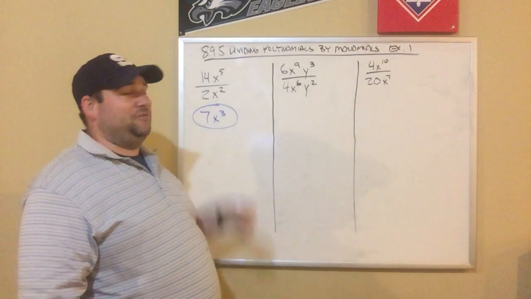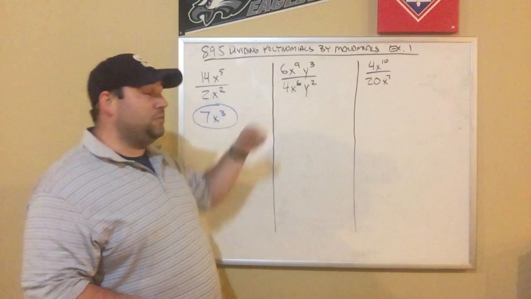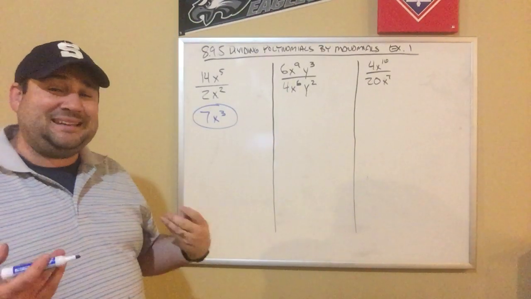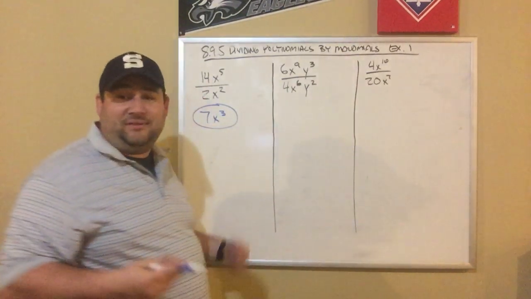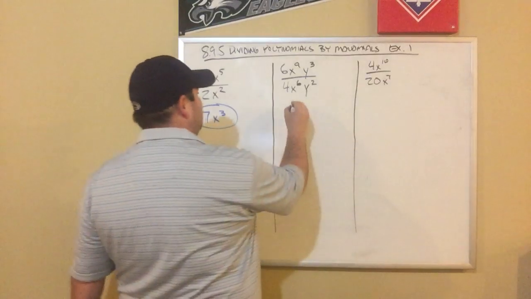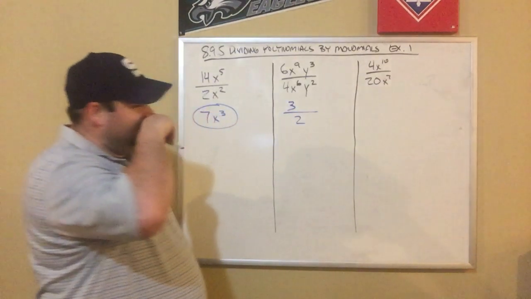I got 6 divided by 4. All right, this is a problem. 6 does not divide by 4 evenly. But 6 over 4, if it was a fraction, that can simplify. So what I'm going to do is 6 over 4, if I divide both those by 2, it simplifies to 3 over 2. So this is going to be a 3, and then I'm going to have 2 on the bottom. So 3 over 2.